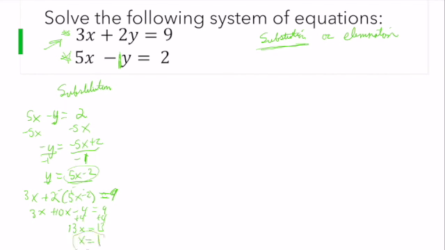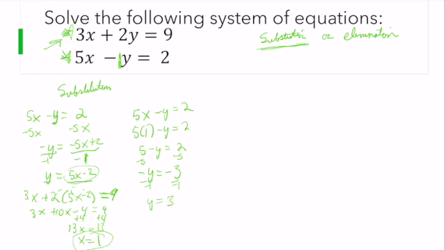So now I've solved for x, but I'm not done. I need to plug this back into either of my equations in order to solve for y. So I'm going to plug that into my first equation. I have 5x minus y equals 2. Now I'm going to substitute in 1. So I have 5 minus y equals 2. I subtract 5 from both sides. I get negative y equals negative 3. Divide both sides by negative 1. So I get y equals 3.